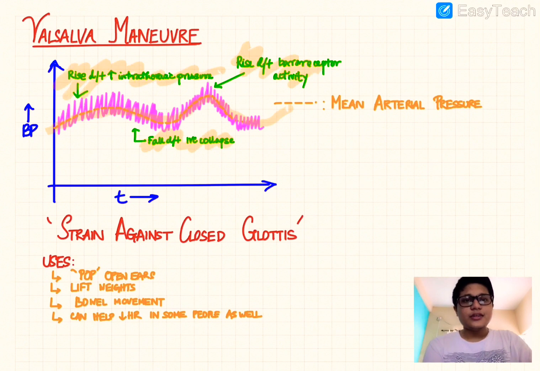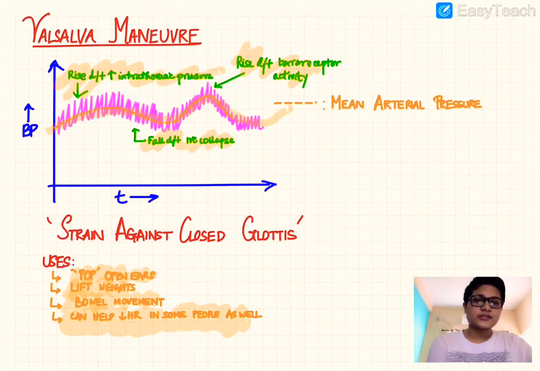And where do we use this Valsalva maneuver? One is when we are trying to pop open our ears. We use it when we are trying to lift weights. I already mentioned when we are trying to forcefully defecate. However, one important therapeutic indication is that it can help to decrease the heart rate in some tachycardic patients as well.